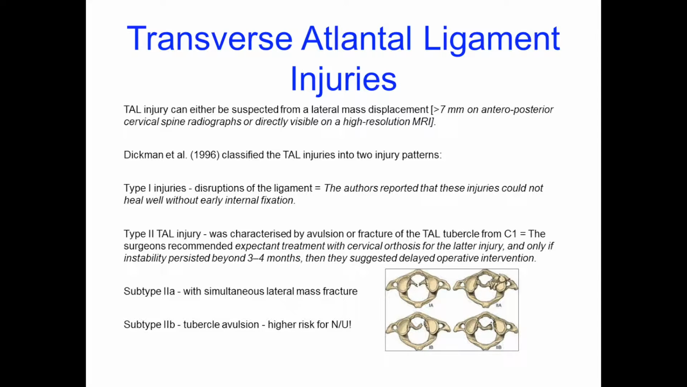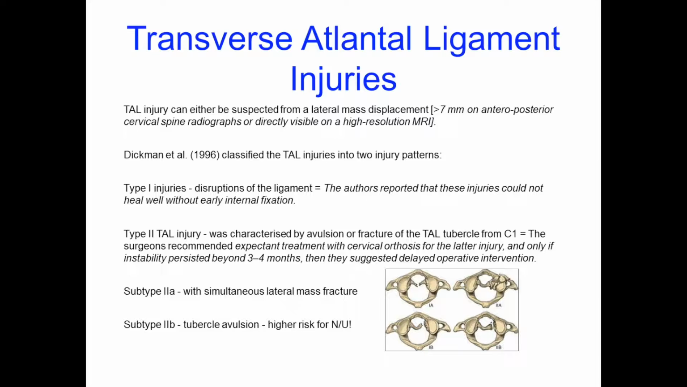So we can progress onto our transverse atlantal ligament injuries. We know the diagnosis for this can be suspected from lateral mass displacement on our AP views, where the combined displacement of the lateral masses is more than 7 millimeters, as per Spence's rule, or by confirmation with a high-resolution MRI scanner. Dickman classified them in 1996 into 2 types of injury patterns, essentially a substance tear or a tear with a bony counterpart.